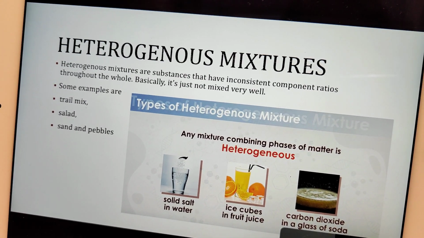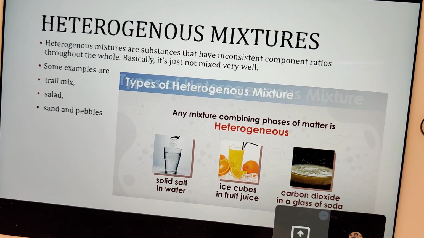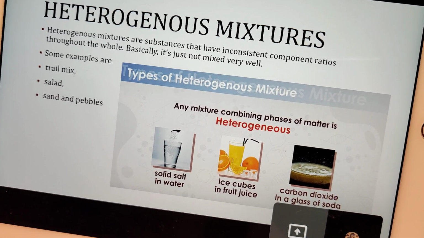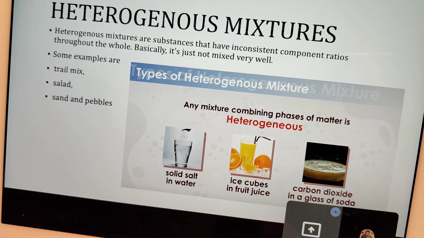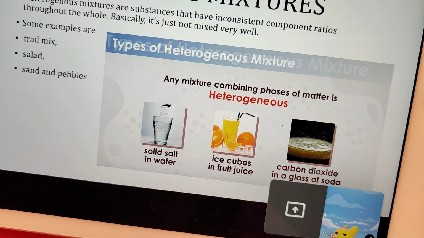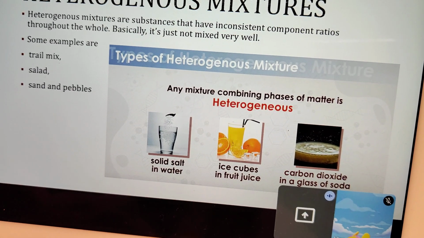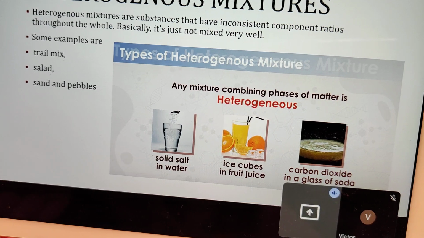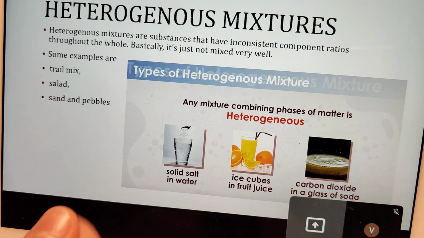Heterogeneous mixtures. Heterogeneous mixtures are substances that have inconsistent component ratios throughout the whole. Basically, it's just not mixed very well. Some examples are trail mix, salad, sand, and pebbles. It's not uniform. For example, solid salt in water, or ice cubes in fruit juice, carbon dioxide in a glass of soda. Those are all examples of heterogeneous mixtures.